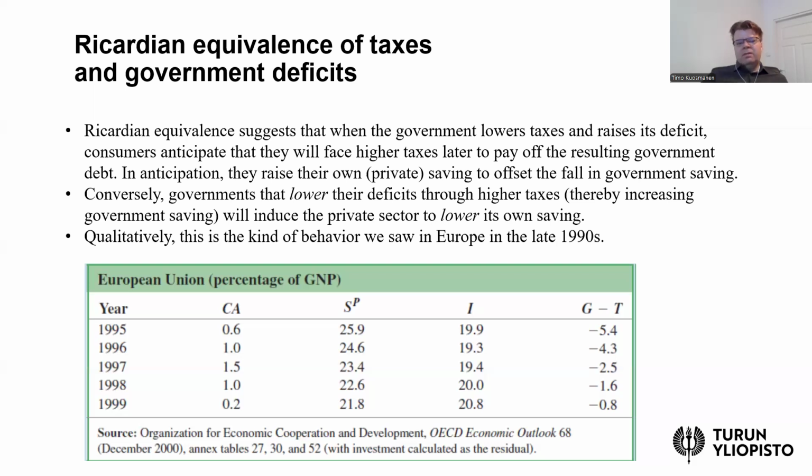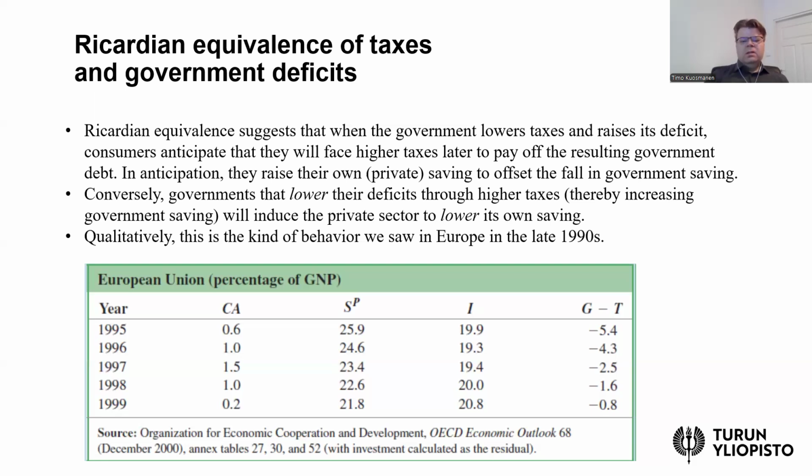The other way around, if the government tries to lower its deficit by increasing taxes, then the private sector may lower its saving rate. This is what is known as Ricardian equivalence. And the table at the bottom of the slide, which I took from the Krugman et al. textbook, indicates that this kind of Ricardian equivalence held at least in the European Union in the late 1990s.